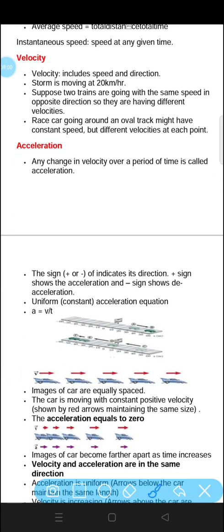Next is instantaneous speed. Speed at any given time. We can give any time and we can define speed according to it.